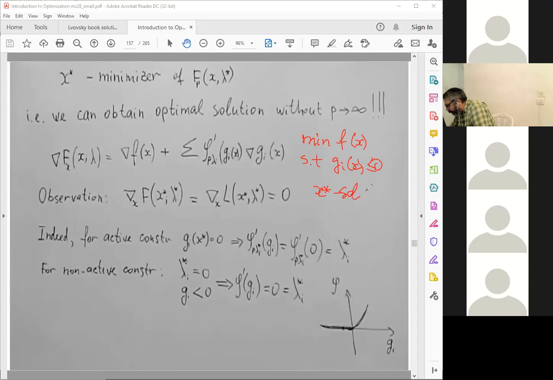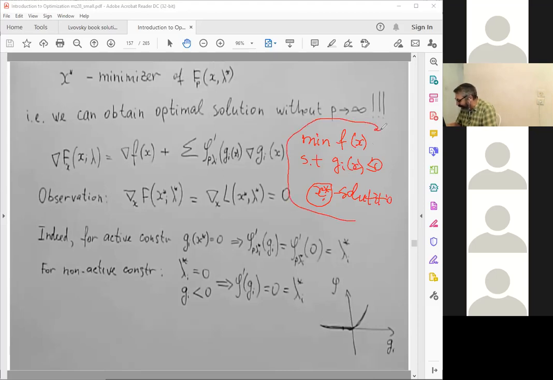What is your question? What does it mean, solution? No, that one I understood, but this is the best point, yes? The best point, that it has minimal value of objective function and still satisfies constraints. There is no better point. There is no x which has smaller objective function and still satisfies constraints, yes? Yes. So this is our starting point.